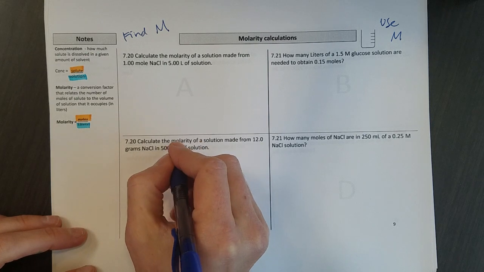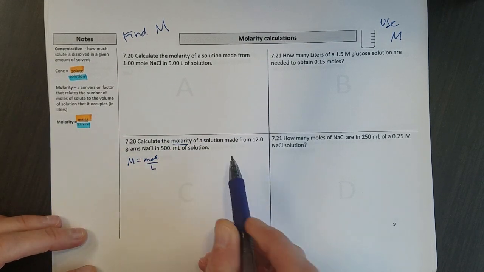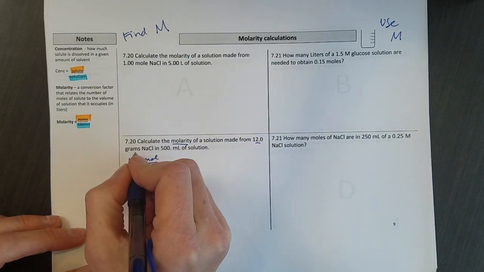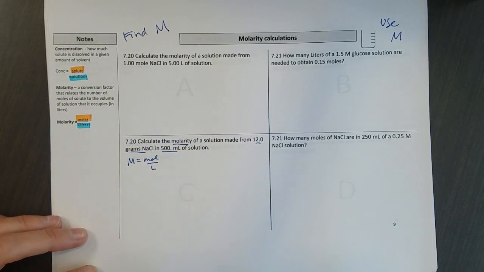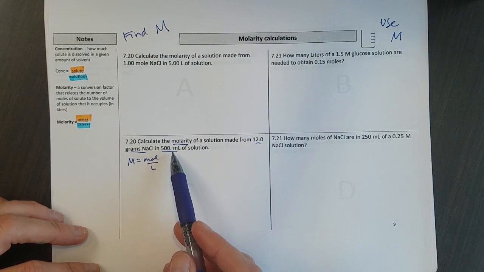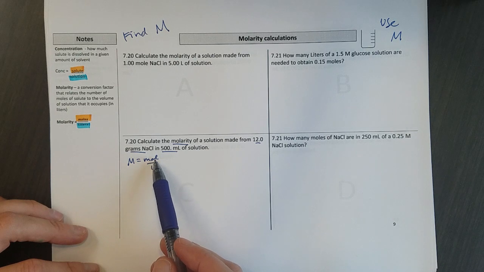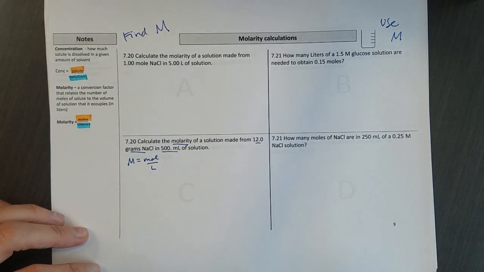So calculate the molarity. Initially, I'm thinking, okay, that's moles over liter of a solution made from 12 grams NaCl in 500 mL of solution. So I can see I'm given a solute and a solution. The problem is it's in grams, which is not moles, and it's in mL, which is not liters.